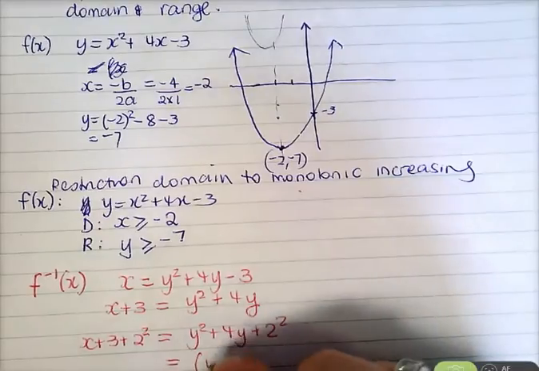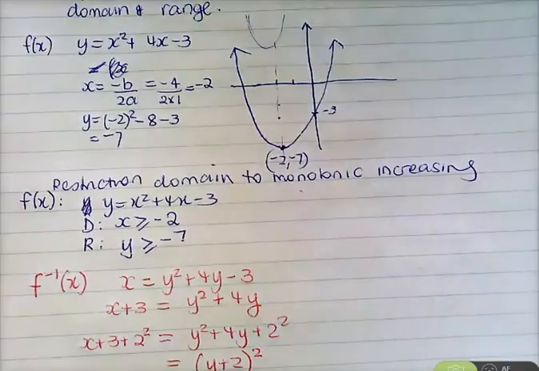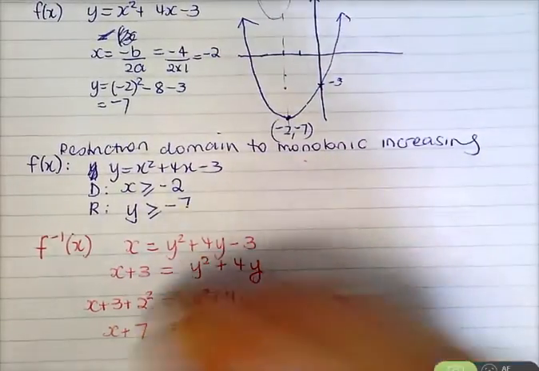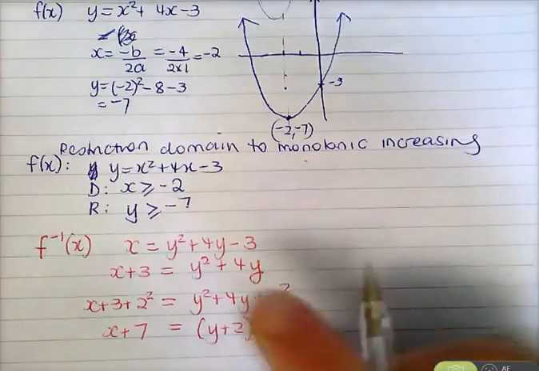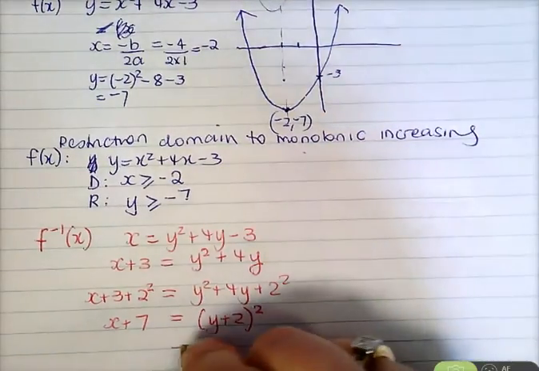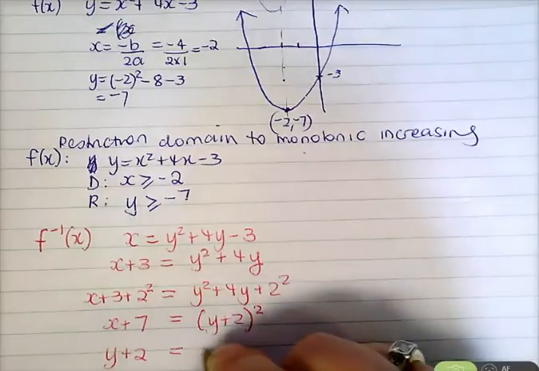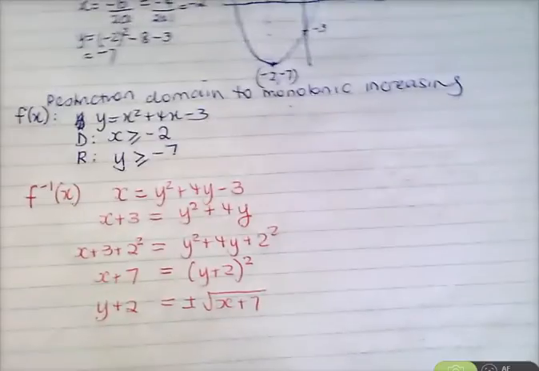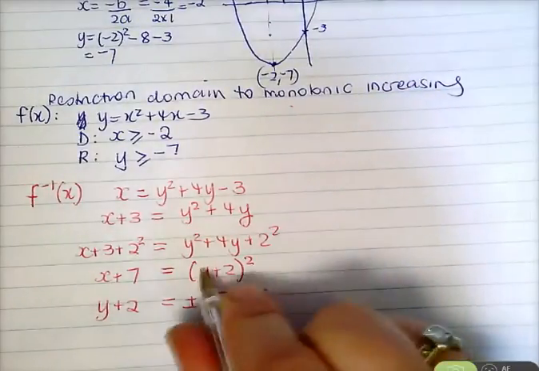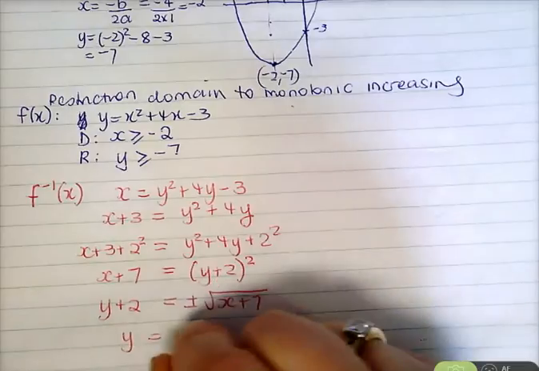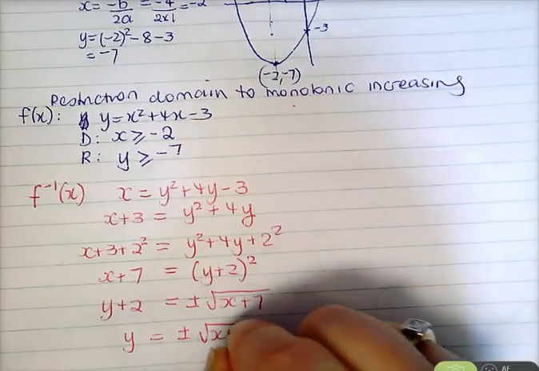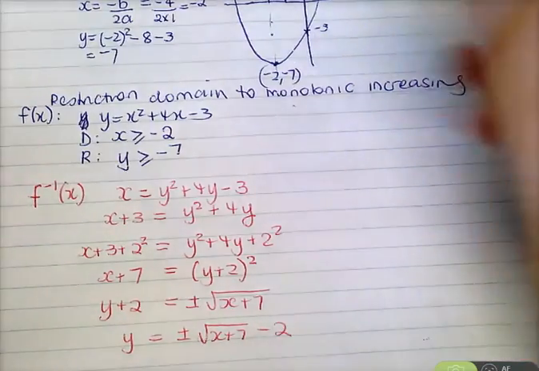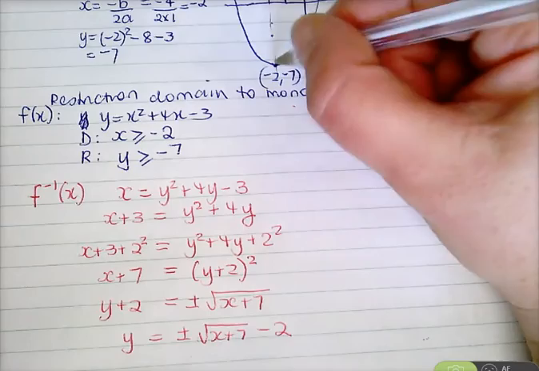So that gives us y plus 2 all squared is equal to x plus, now 3 plus 4 is 7. Square rooting both sides, y plus 2 is plus or minus the square root of x plus 7. So square rooting both sides, therefore y is plus or minus the square root of x plus 7 minus 2. Now, we need to see if we restrict this to the monotonic increasing function.